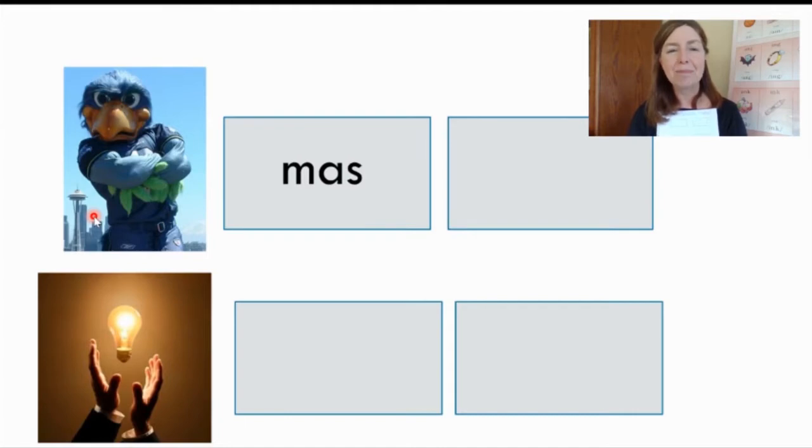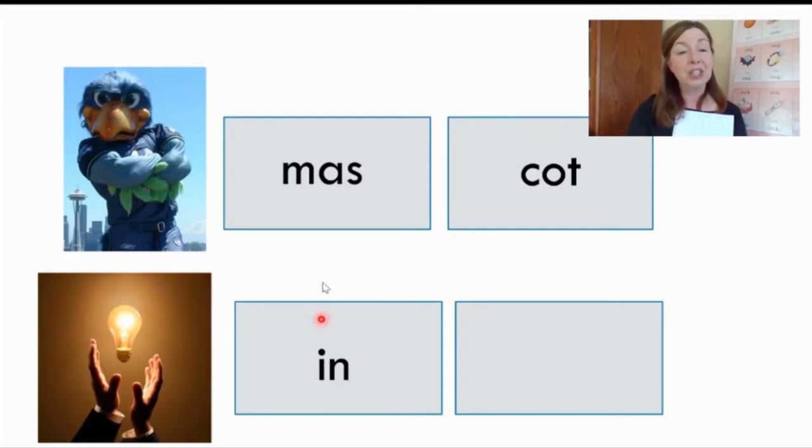M-A-S, mass. Now the second part, touch your frame, cot. So we have mass, cot. And then take a look, write it down on your sentence frame, and let's scoop up each syllable. Mass, cot, mascot.